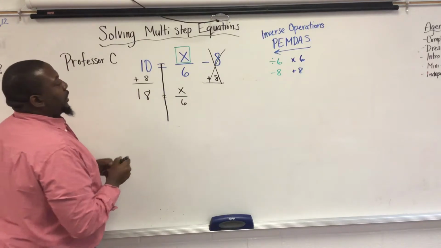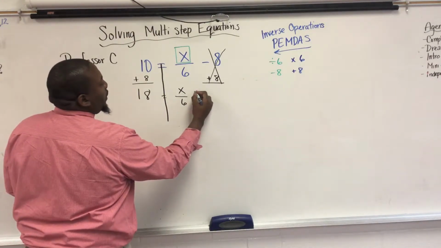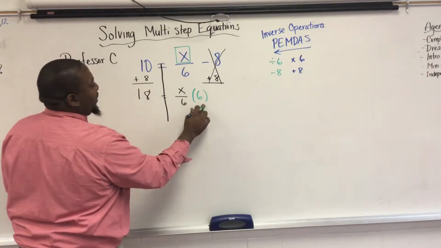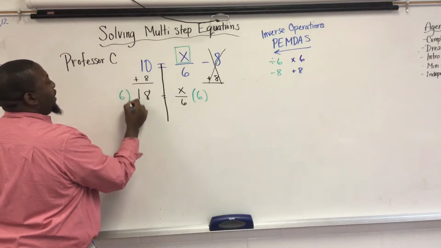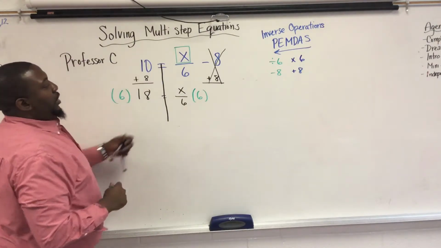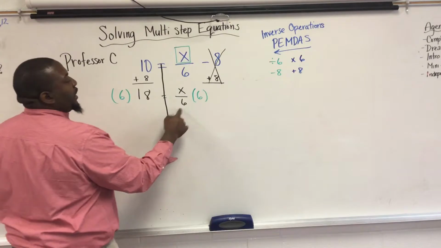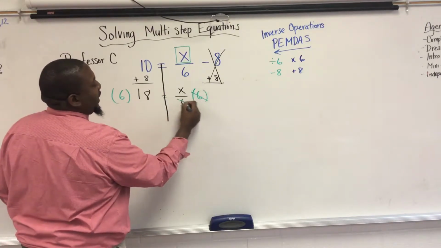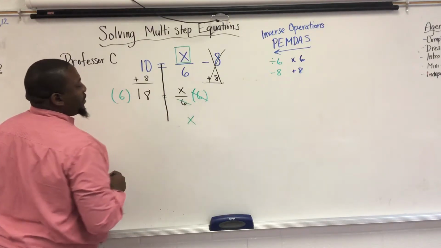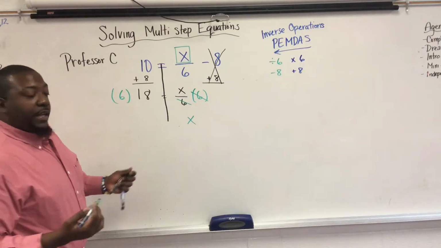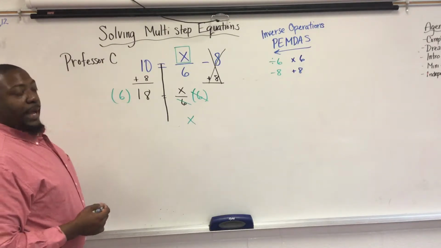So let's do our multiplication. If I multiply 6 on this side, and I'm multiplying 6 on the other side, we can easily see that 6 divided by 6 should cancel out, leaving me with x. And instead of putting it in the calculator, let's just do this math, okay?